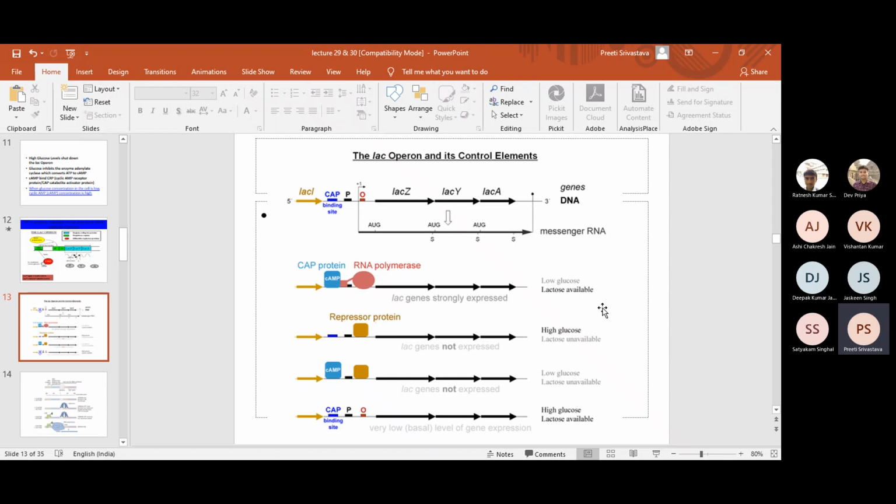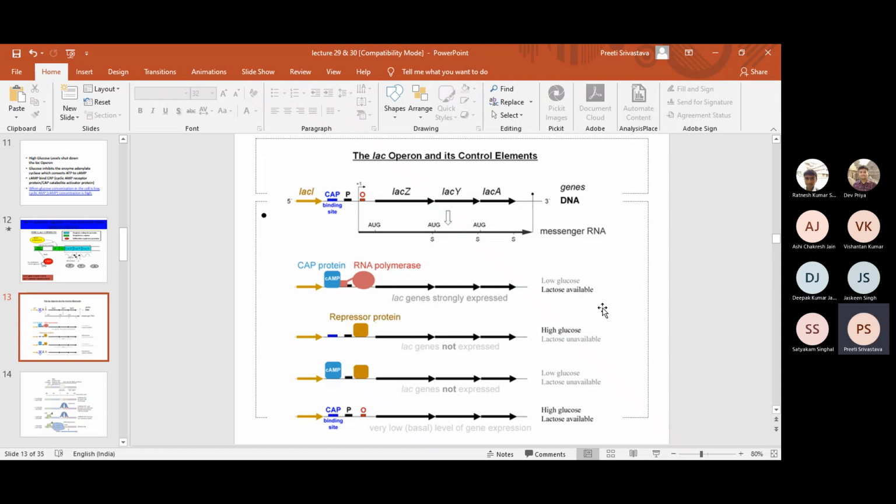The fourth possibility is high glucose and lactose available. In this case, when lactose is available, you have very low or basal level of expression because the glucose is high, and when glucose is high, then cyclic AMP will be low, right? Yes, ma'am. So therefore you have only very low or basal level of expression.